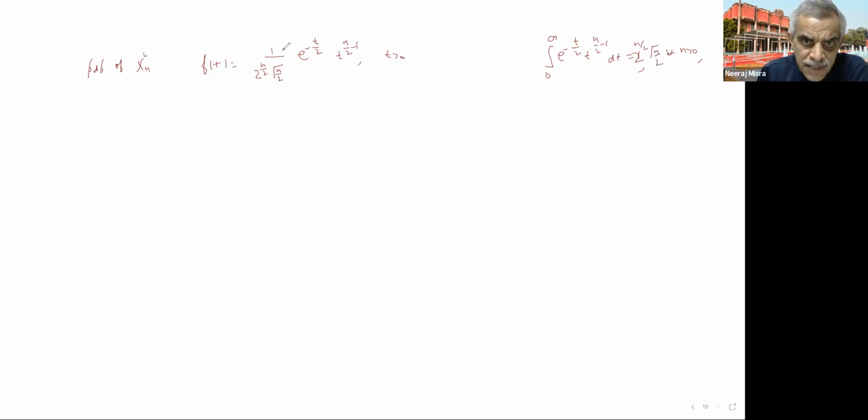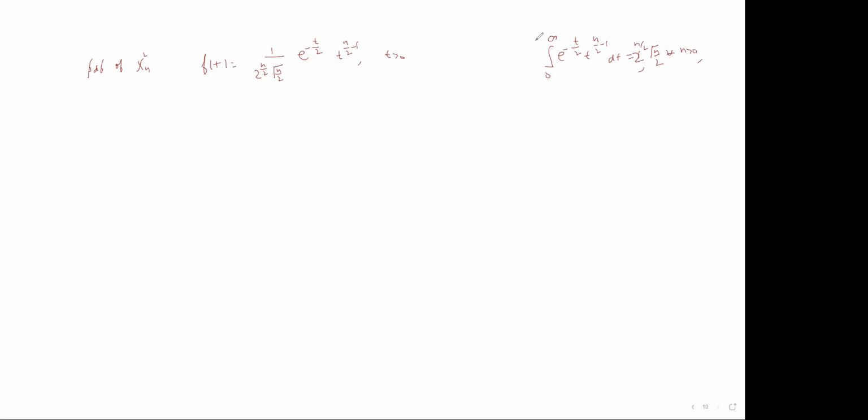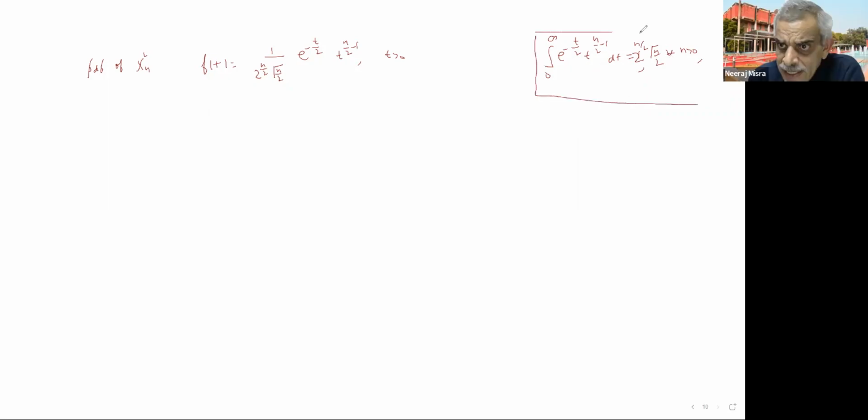Because this is a PDF, this has to integrate out to 1. Is that okay? So take this as an identity. This holds for any n, whatever n you take, because chi-square is defined for any degrees of freedom n.